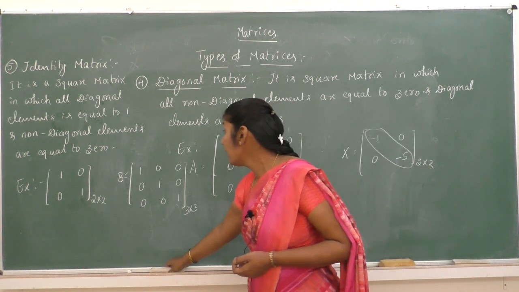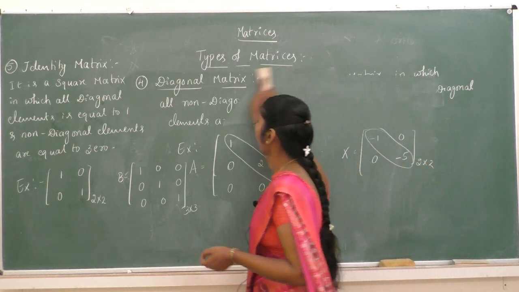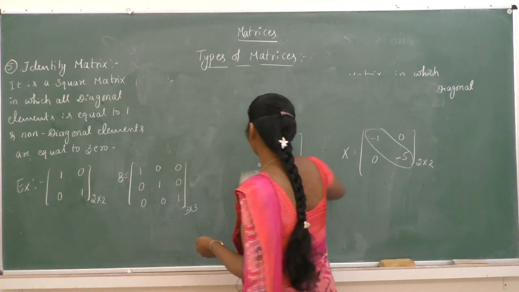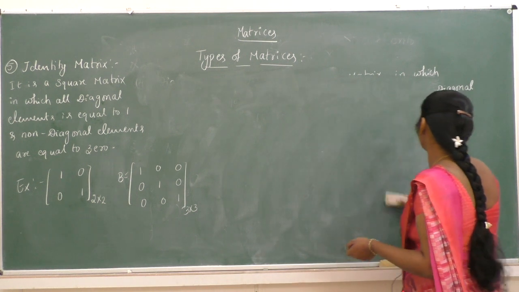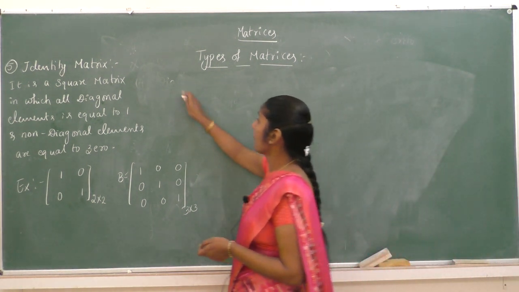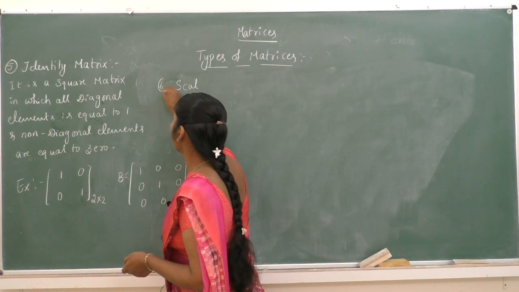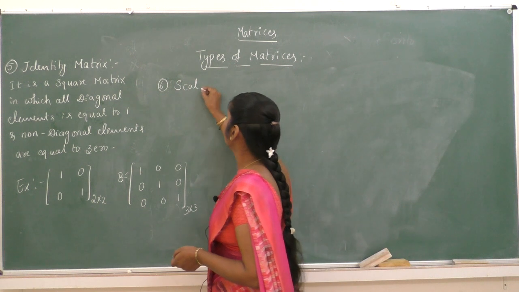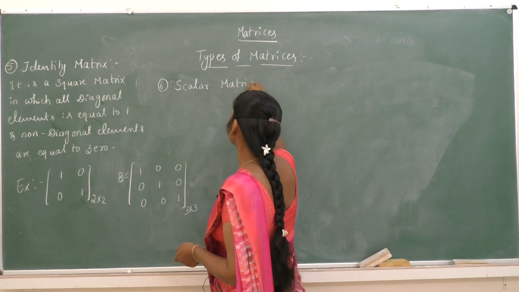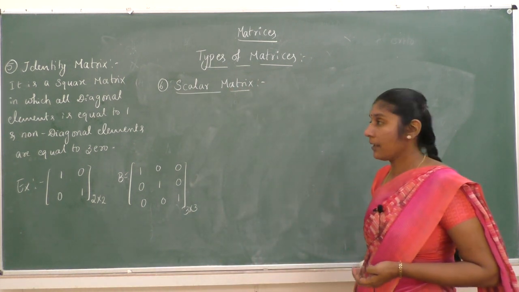Next is a scalar matrix. The sixth one, scalar matrix. What do you mean by a scalar matrix?